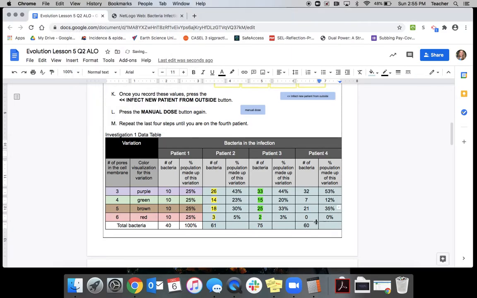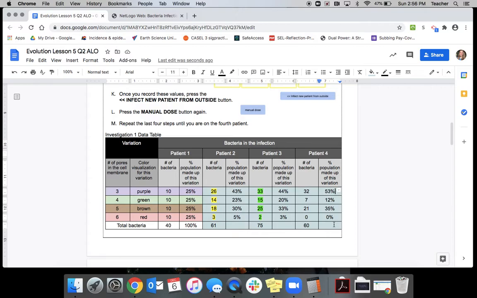Now, you might notice that these percentages don't always add up to 100, and that is just because I am estimating my rounding. But now you can see that the purple variation was definitely the most successful, and that if we started with 25 of each of these 4 variations, our population evolved in just 4 patient infections. So with each new environment, we saw some variations being more successful, and we saw some variations being significantly less successful. Now, I will tell you that every time we run this simulation, we might get some slightly different numbers.